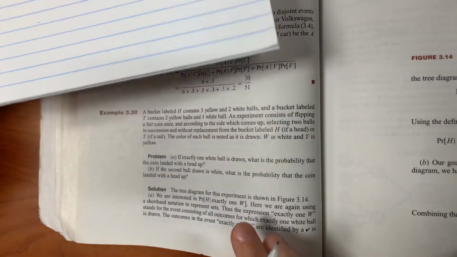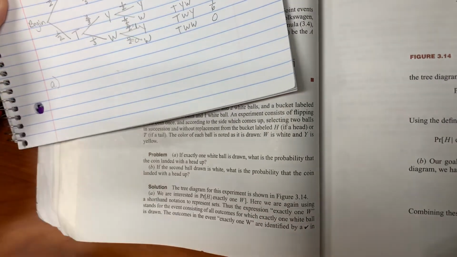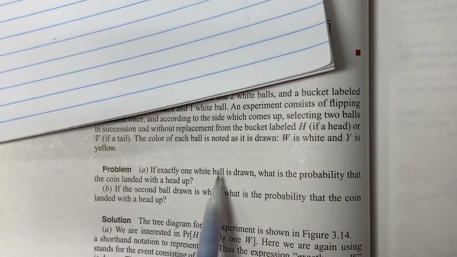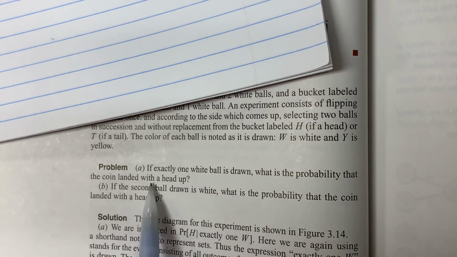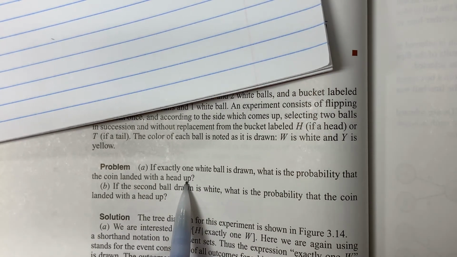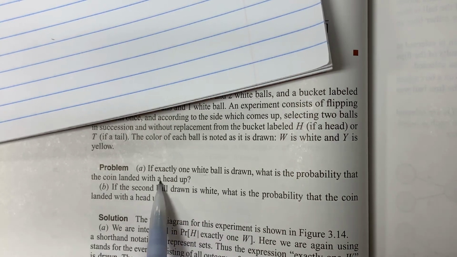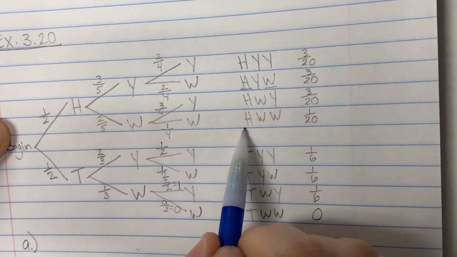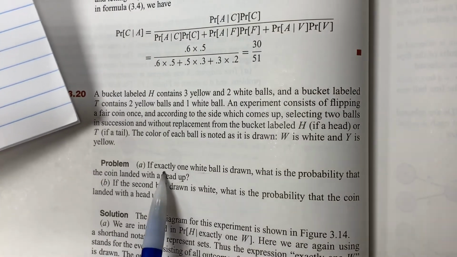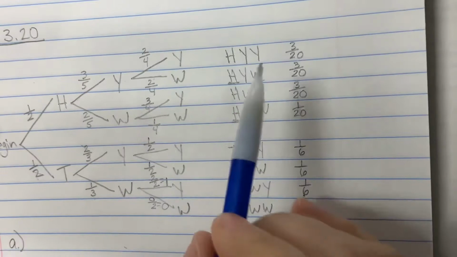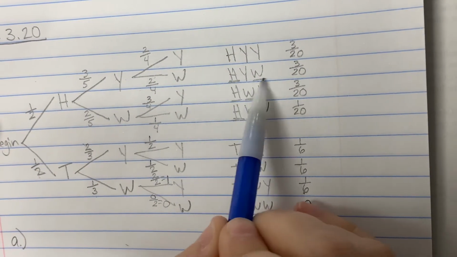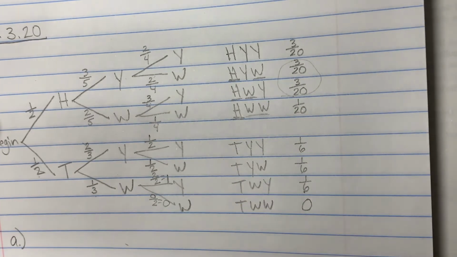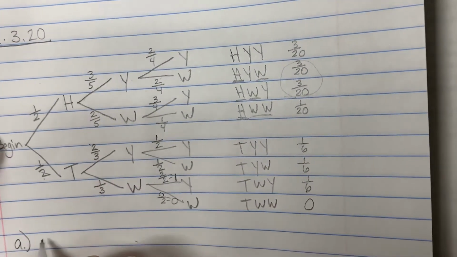Okay, so their question on this problem, they had 2 questions. Part A said, if exactly one white ball is drawn, what is the probability that the coin landed with heads up? So I'm looking for heads and exactly one white. Heads and exactly one white, heads and exactly one white. This one is heads but 2 whites, so this one doesn't count. It's just these 2. So a 3/20 and a 3/20 would be 6/20.